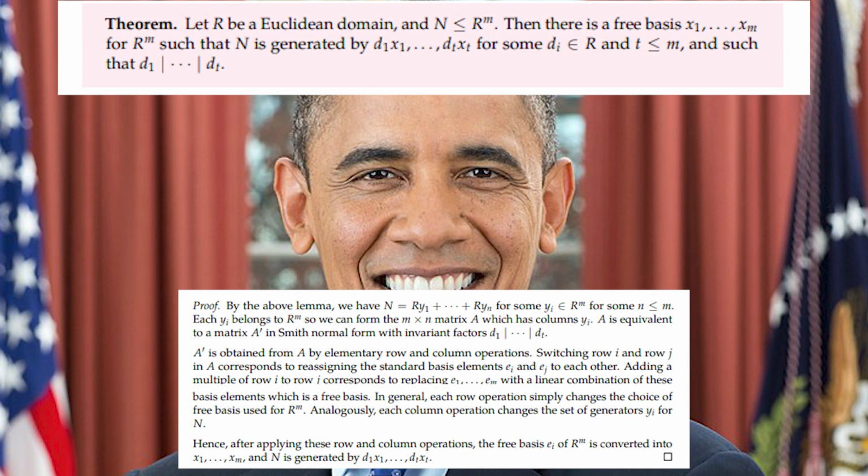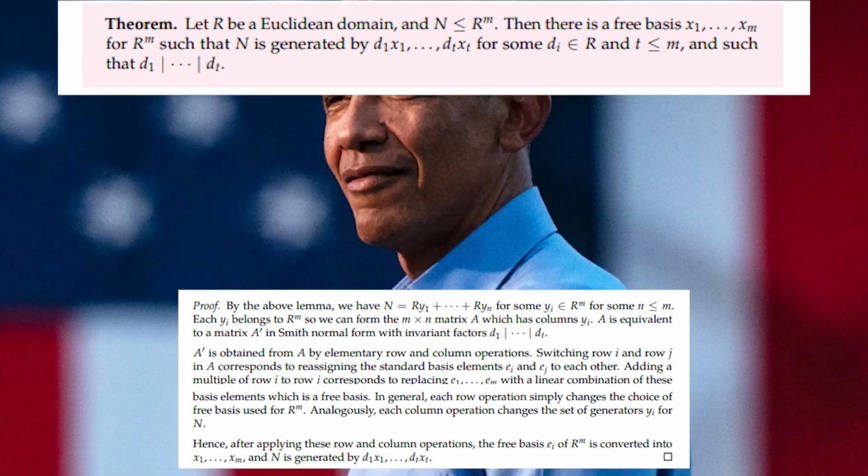Now, and I know this is getting pretty long, we will use this lemma to prove a subtheorem to our theorem for our Euclidean domain. Let N be a submodule of R^m. There is a free basis x1 up to xm for R^m such that N is generated by d1x1 up to dtxt for some di in R, with t less than or equal to m, and the d's dividing each other successively.